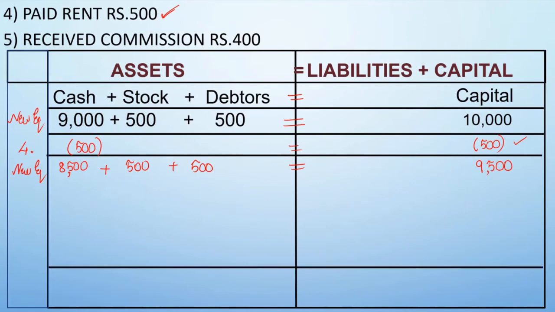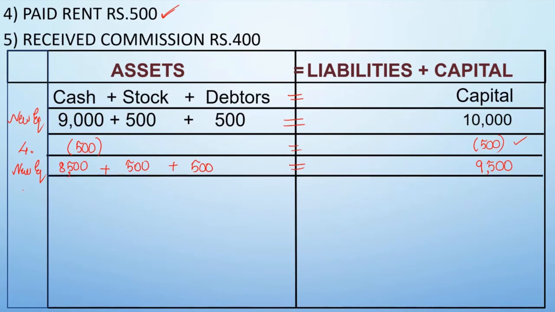Now after this new equation, again we have to record the fifth transaction. Received commission 400. As it is received, 400 is to be added with the cash, because the mode of receiving the commission will be in cash only. Along with that, that 400 is the income for the business, so that's why it will be added with the capital.